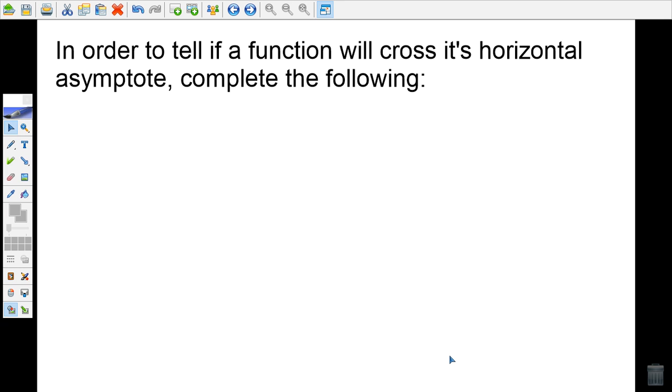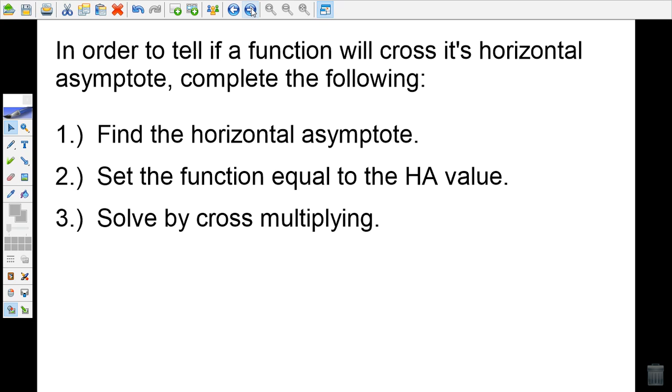Okay, so next step is being able to tell if a function will cross its horizontal asymptote. This is going to be a 3-step process. Step 1 is to find the horizontal asymptote using the shortcuts we talked about in the last lesson. Then we're going to set the function equal to the horizontal asymptote value. Because a horizontal asymptote is always y equals a number, we're going to essentially replace the y with that number and try to solve the equation.